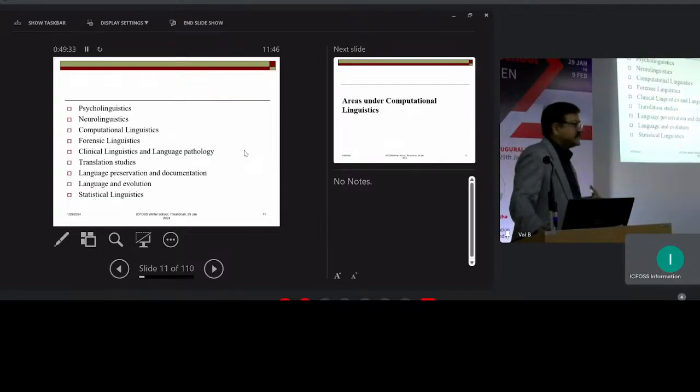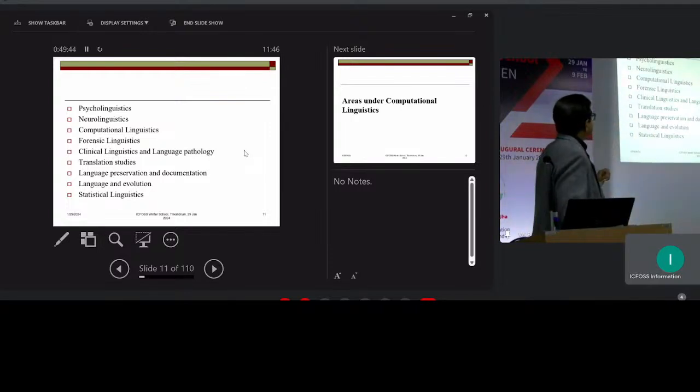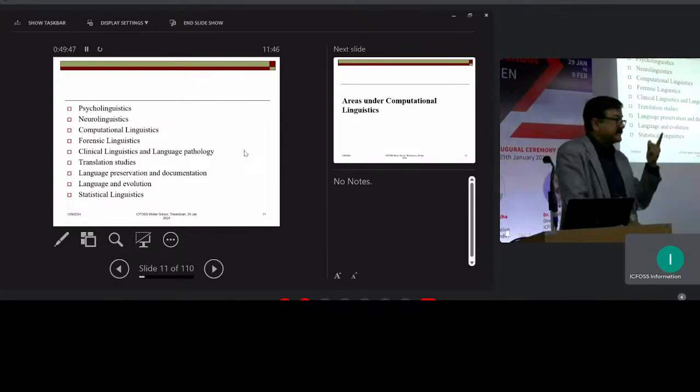So look at the areas. Psycholinguistics, language and mind. How we learn language? First language, second language, language and mind, etc., etc. That is psycholinguistics. Neurolinguistics, language and brain.